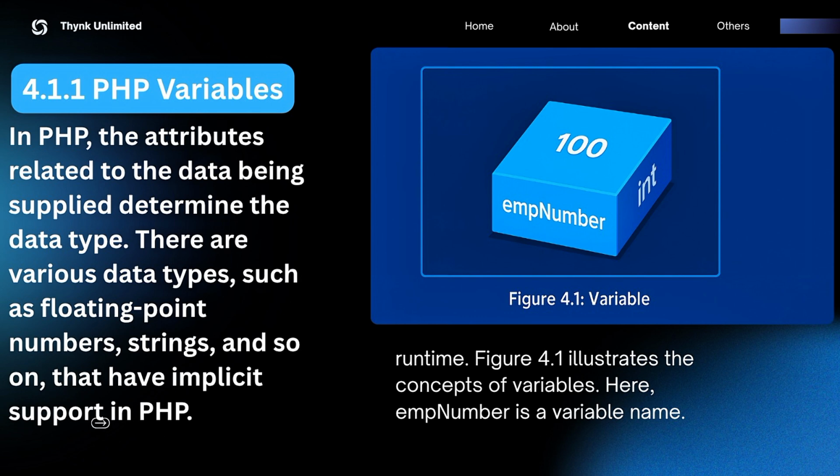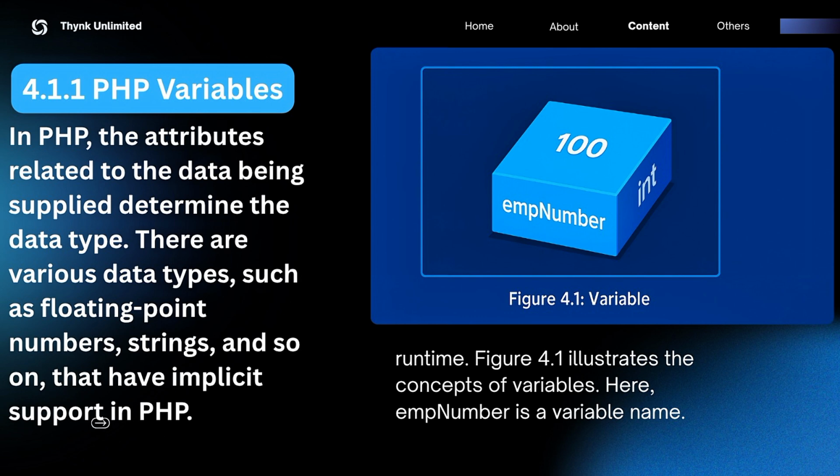PHP supports a wide range of data types. The most common ones include integers, which represent whole numbers, floating point numbers, which represent decimal or fractional values, and strings, which represent sequences of characters such as names or messages. There are also booleans that can store either true or false, arrays that can hold multiple values, and objects that represent more complex data structures used in object-oriented programming.